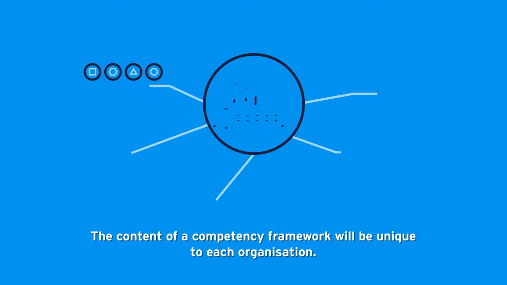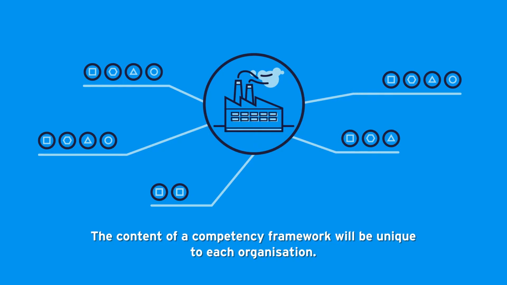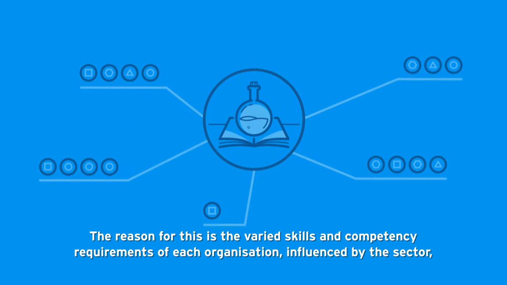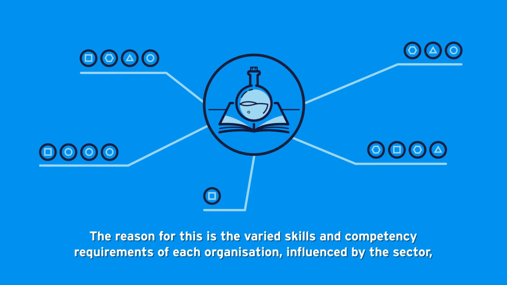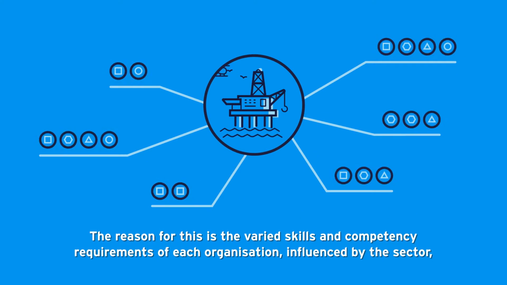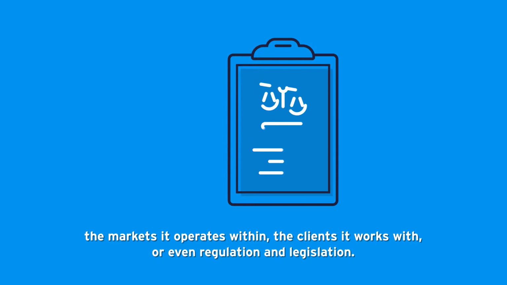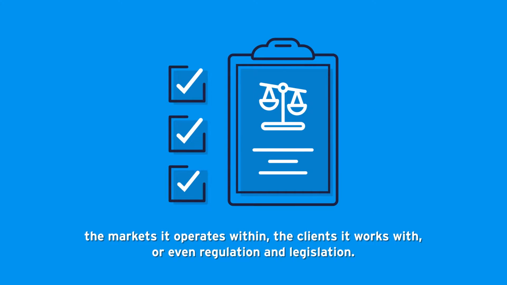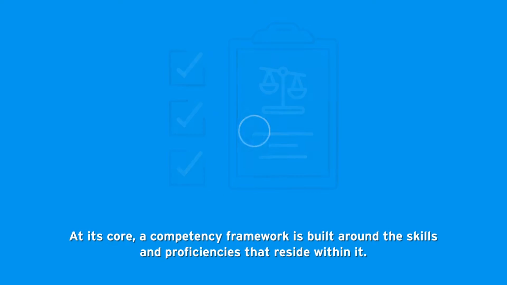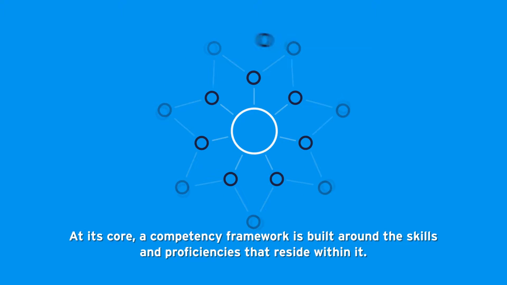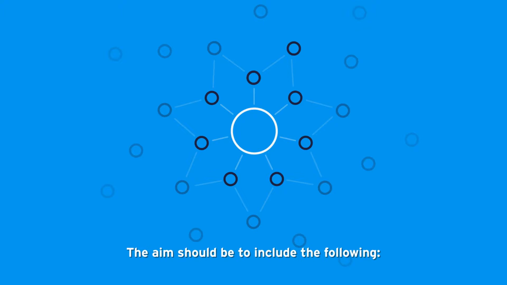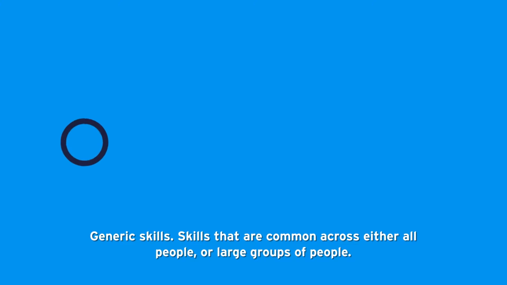The content of a competency framework will be unique to each organisation. The reason for this is the varied skills and competency requirements of each organisation, influenced by the sector, the market it operates within, the clients it works with, or even regulation and legislation. At its core, a competency framework is built around the skills and proficiencies that reside within it. The aim should be to include the following: generic skills.